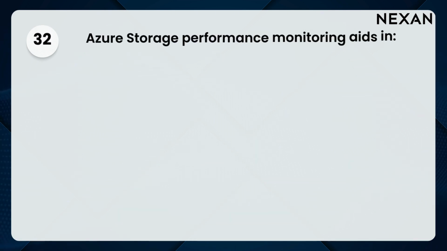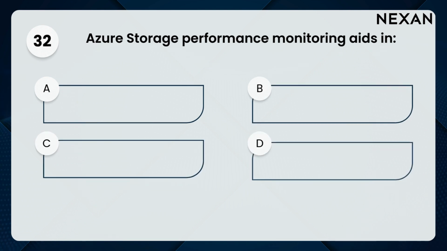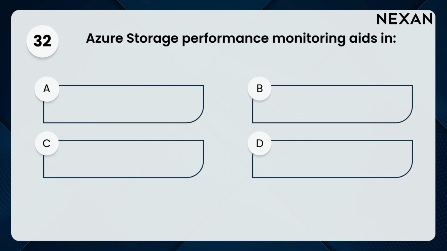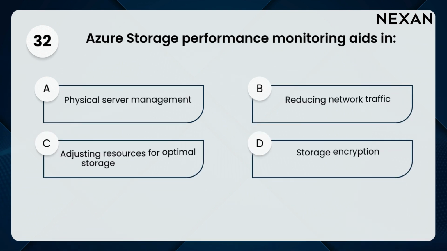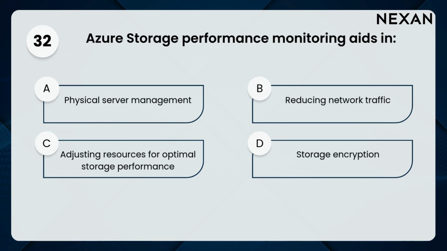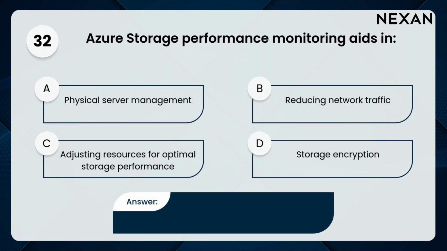32. Azure Storage Performance Monitoring aids in A. Physical server management, B. Reducing network traffic, C. Adjusting resources for optimal storage performance, D. Storage encryption. Answer: C. Adjusting resources for optimal storage performance.